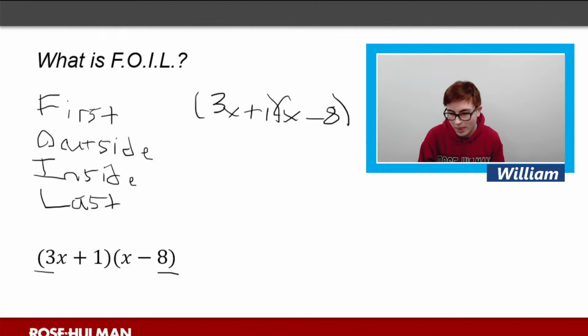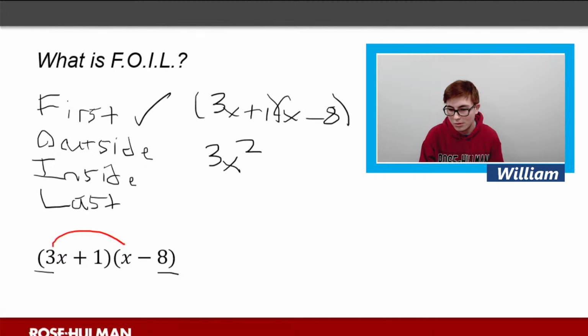I'm going to switch my color here, hopefully to make it a bigger point, if we make it red. The first thing we're going to do is find our first terms in each one, and that's going to be this 3x and this x. Then our first term is going to be that 3x multiplied with the x, which is 3x squared. So that's our first term, and we've got that one done.